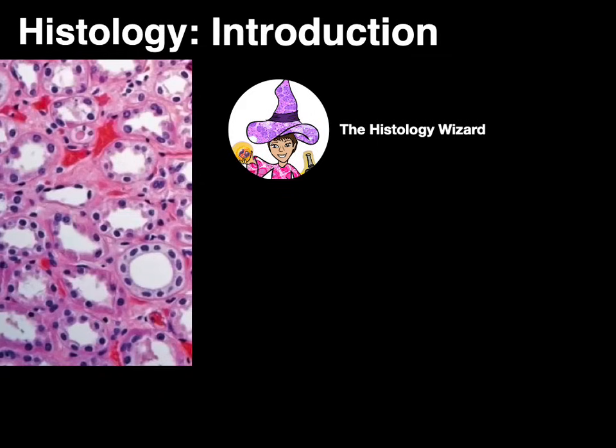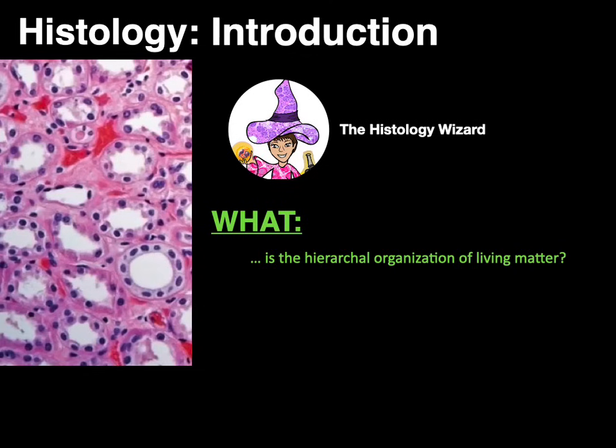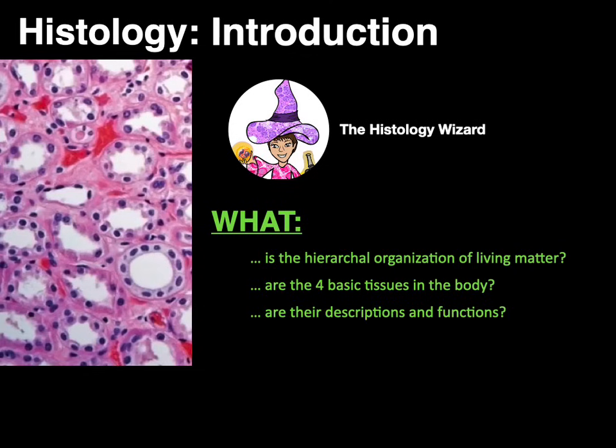And in this, I'm going to answer the questions: what is the hierarchical organization of living matter? What are the four basic tissues in the body? And what are their descriptions and functions?